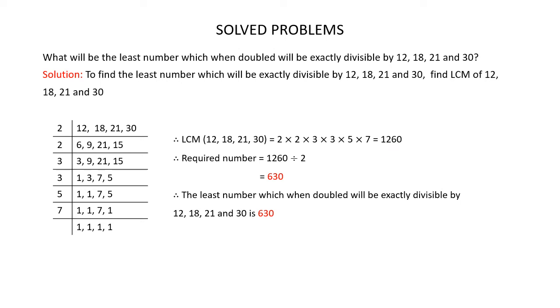So you have to divide 1260 by 2 to get the number. 1260 divided by 2 is 630. So now you can see that 630 when doubled will give you 1260, and 1260 is exactly divisible by 12, 18, 21 and 30. So the required number is 630. The least number which when doubled will be exactly divisible by 12, 18, 21 and 30 is 630.